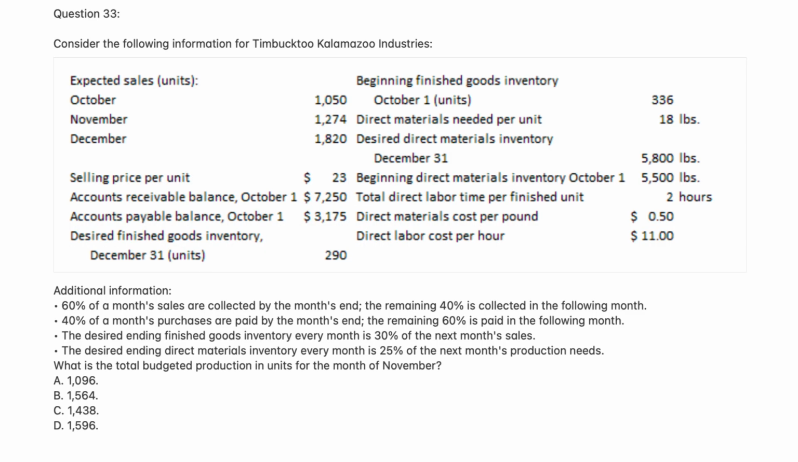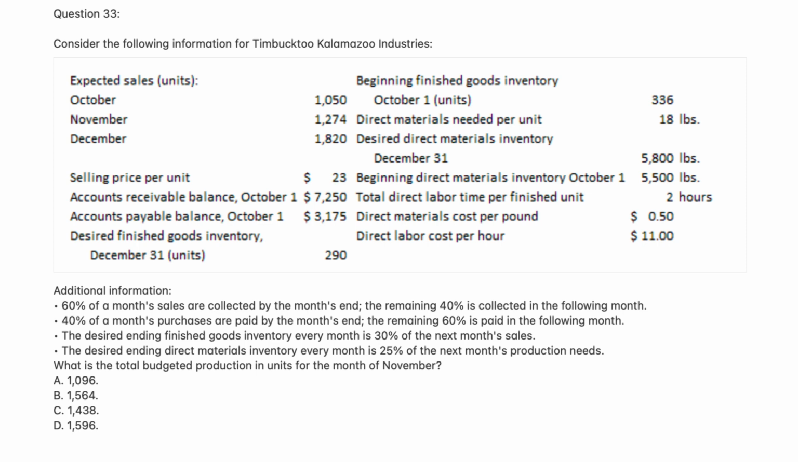Question 33. Consider the following information for Timbuktu Kalamazoo Industries. Additional information: 60% of a month's sales are collected by the month's end, the remaining 40% is collected in the following month. 40% of a month's purchases are paid by the month's end, the remaining 60% is paid in the following month. The desired ending finished goods inventory every month is 30% of the next month's sales. The desired ending direct materials inventory every month is 25% of the next month's production needs. What is the total budgeted production in units for the month of November?